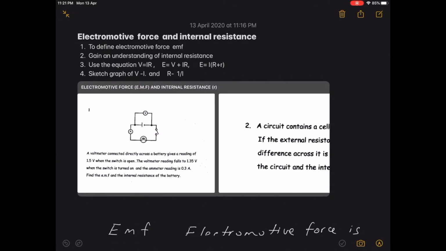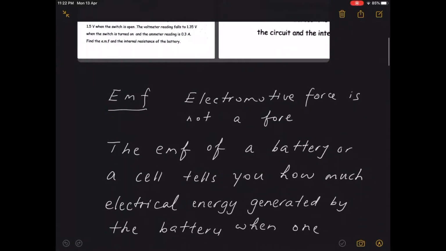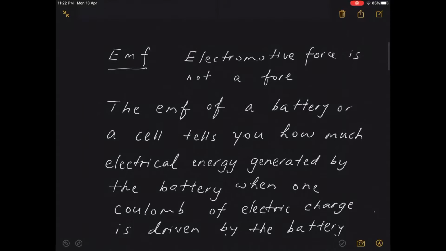In this lesson, you must know how to define electromotive force, or in short form we call it EMF, gain an understanding of internal resistance, and learn to use the equation, and also to sketch two important graphs. So we begin now. What is EMF?